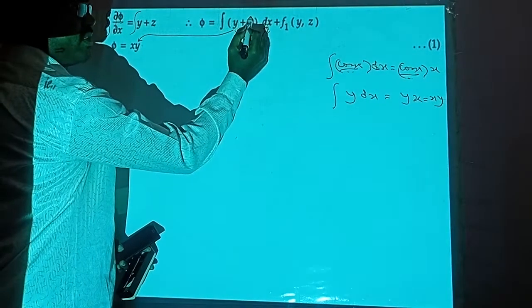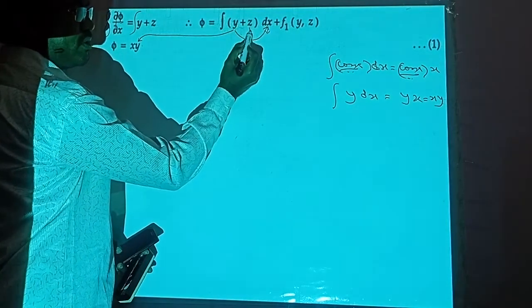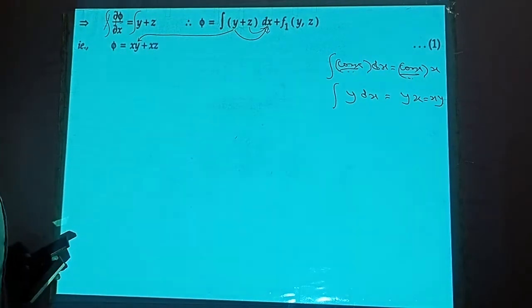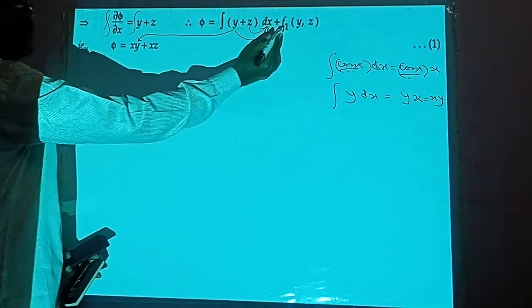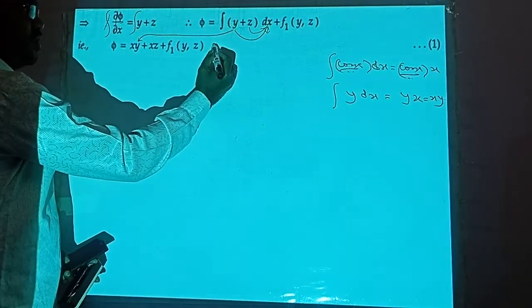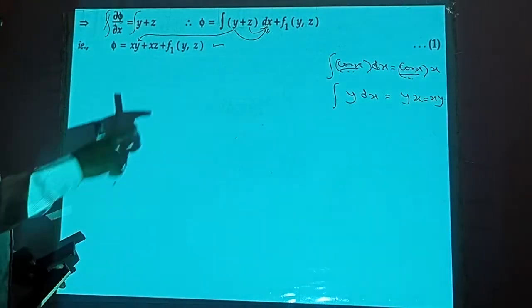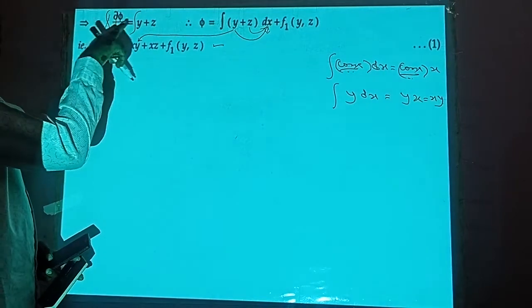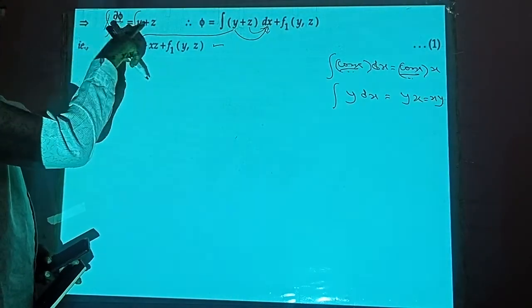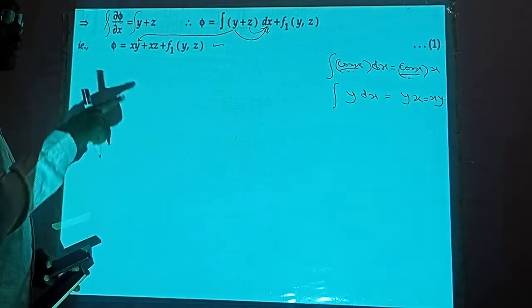Similarly, the integration of z is also a constant. The integration of z with respect to x will be xz plus f1, right? So we got one phi by equating the coefficients of i. Now similarly, let us equate the coefficients of j to get one more phi.